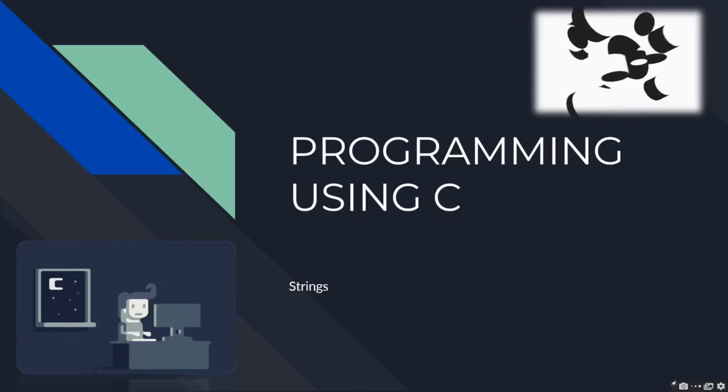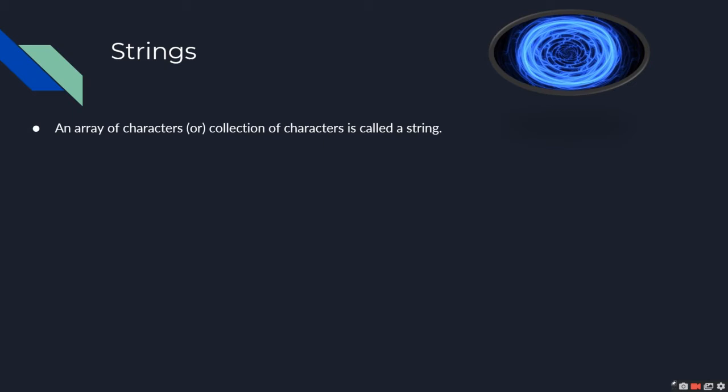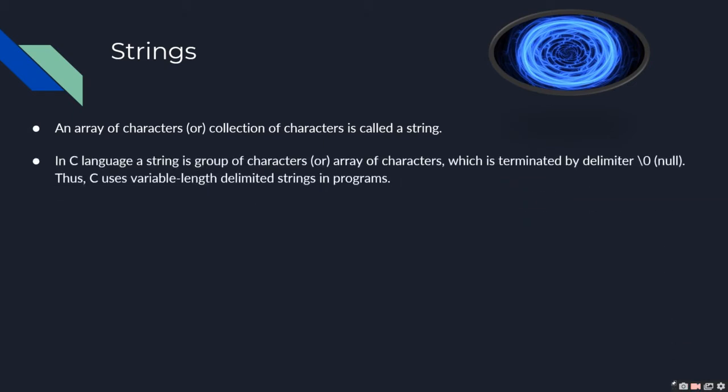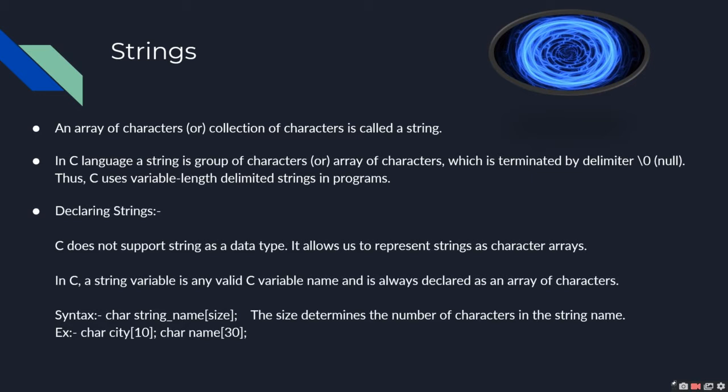Hello students. In this lesson of programming using C, we will learn about strings. An array of characters or collection of characters is called a string. In C language, a string is a group of characters which is determined by a delimiter. Thus C uses variable length delimited strings in programs.